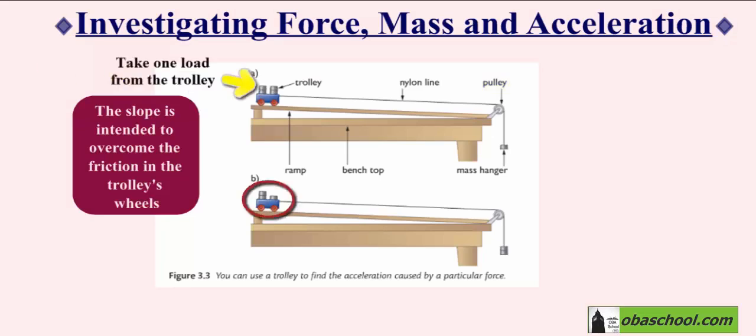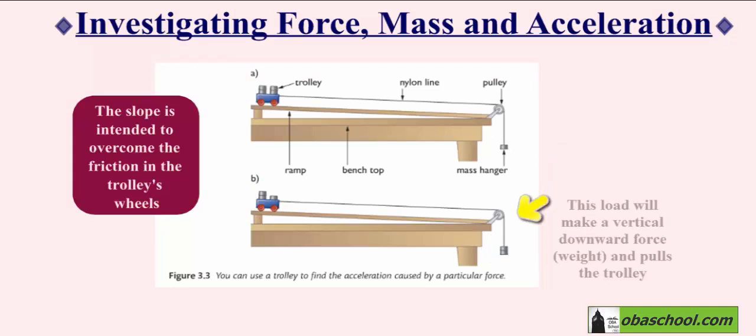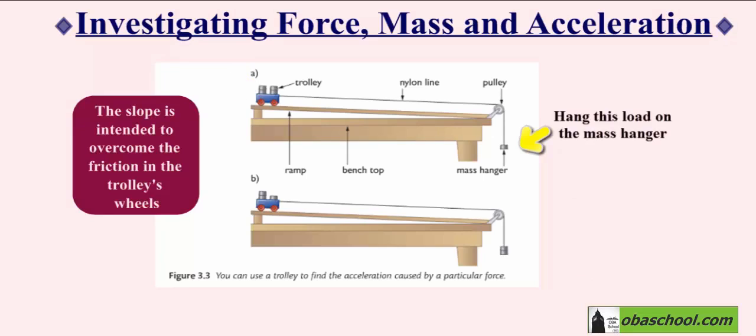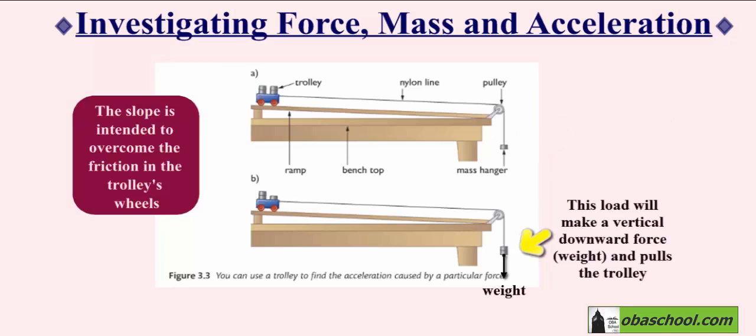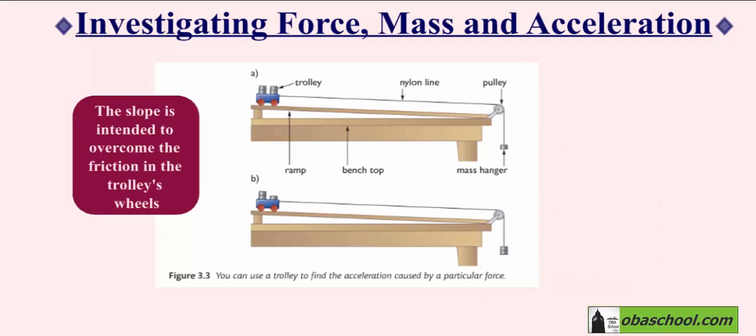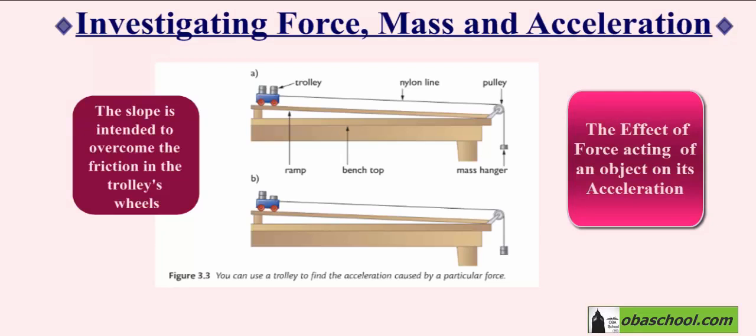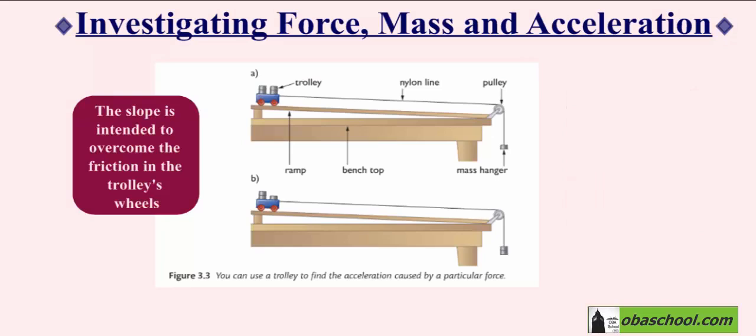We start the experiment by taking loads from the trolley and putting them on the mass hanger. This load will make a vertical downward force and pull the trolley. We take one load from the trolley and hang it on the mass hanger. This load will make a vertical downward force. We keep on repeating this step to see the effect of force acting on an object on its acceleration.